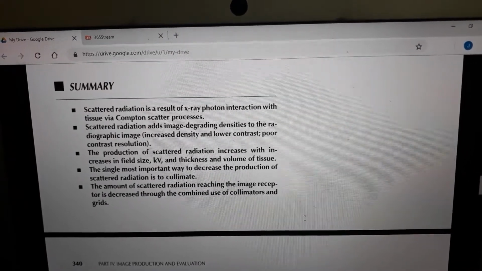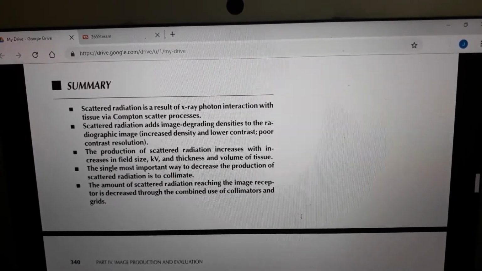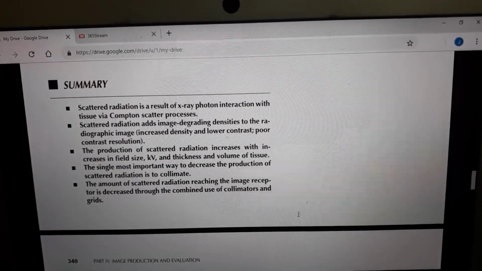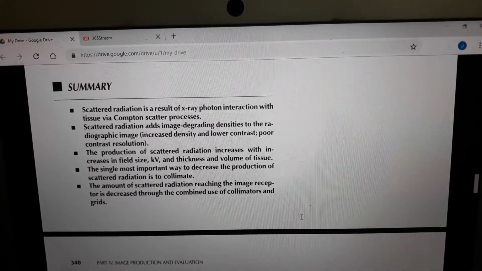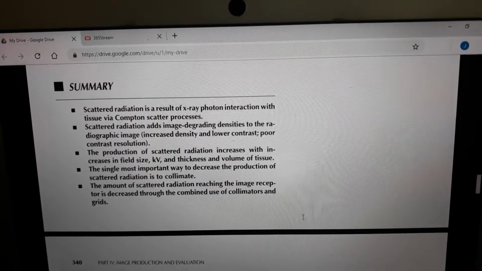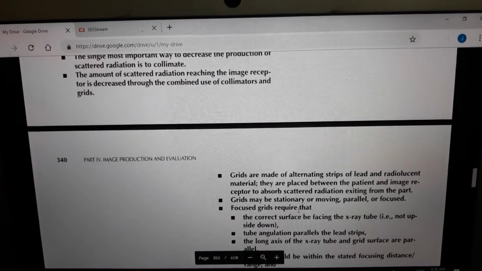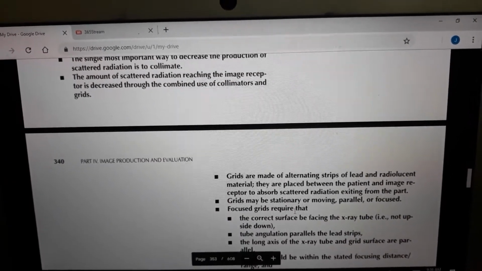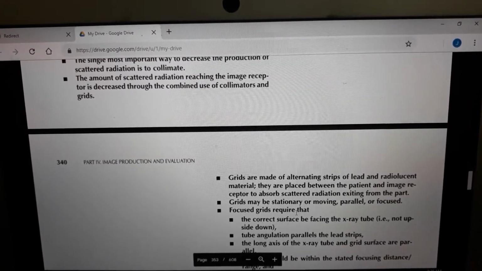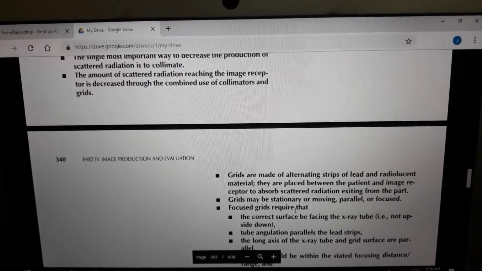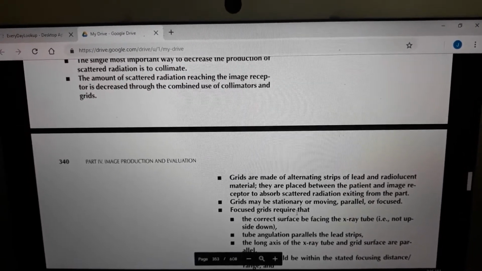The single most important way to decrease the production of scattered radiation is collimation. The amount of scattered radiation reaching the image receptor is decreased through the combined use of the collimator and the grid. Grids are made of alternating strips of lead and radiolucent material. They are placed between the patient and the image receptor to absorb the scattered radiation exiting from the part.